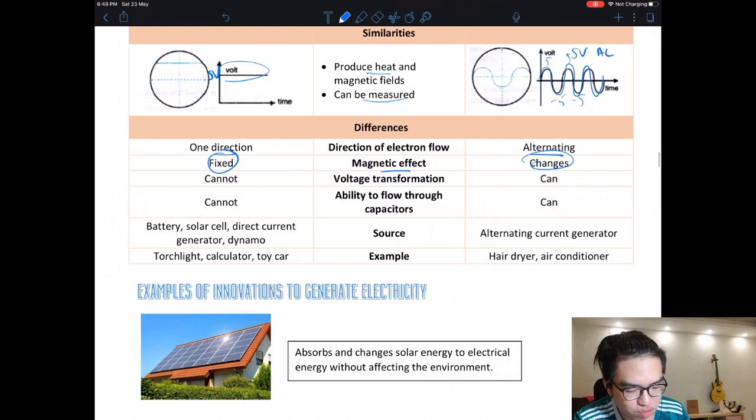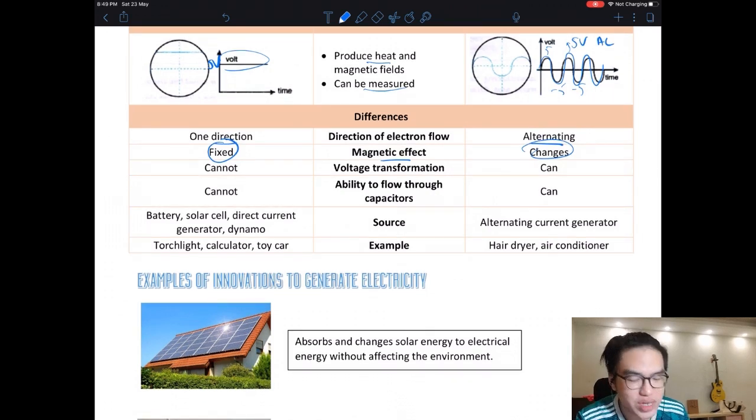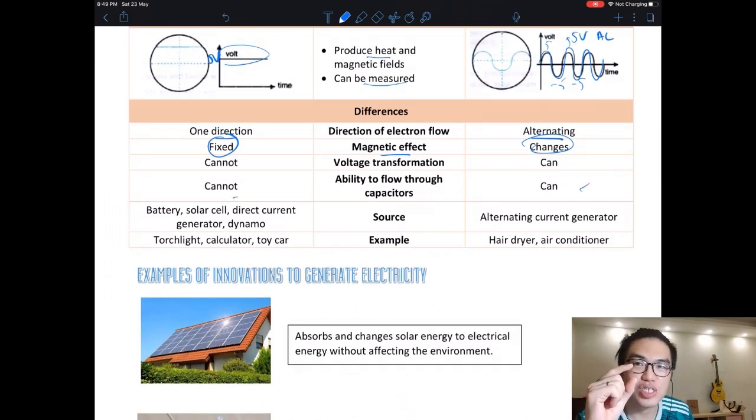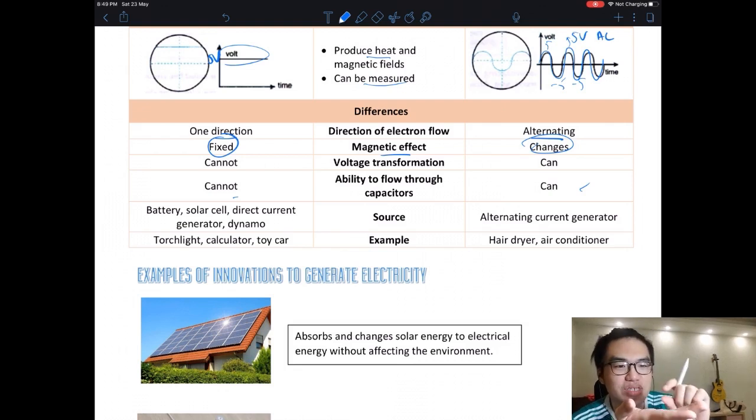Ability to flow through capacitors: DC cannot and AC can. What is a capacitor? A capacitor is basically a small power bank. When you see an electric circuit board, you see the black colored thing on it. That is a capacitor. It is to store charge. Your power bank is full of capacitors, to store charge. And then source.